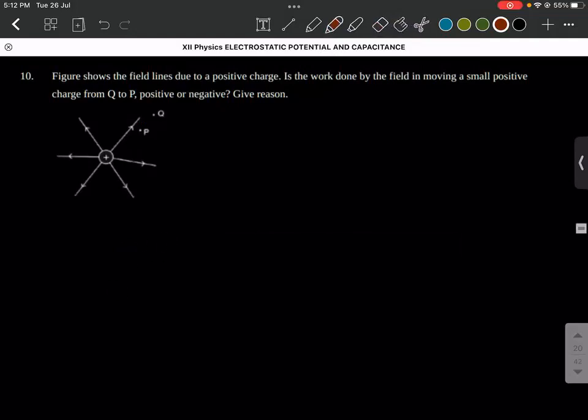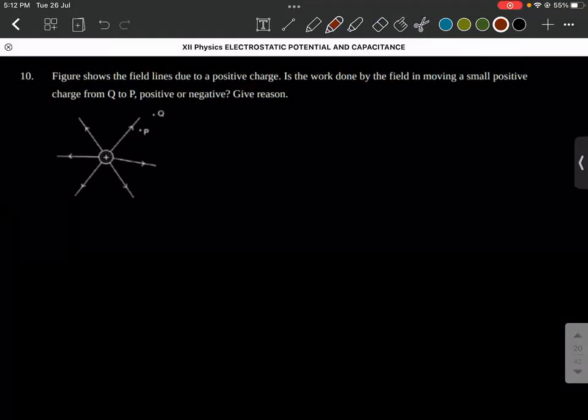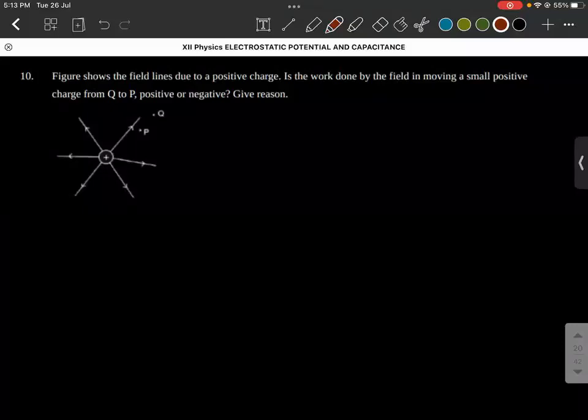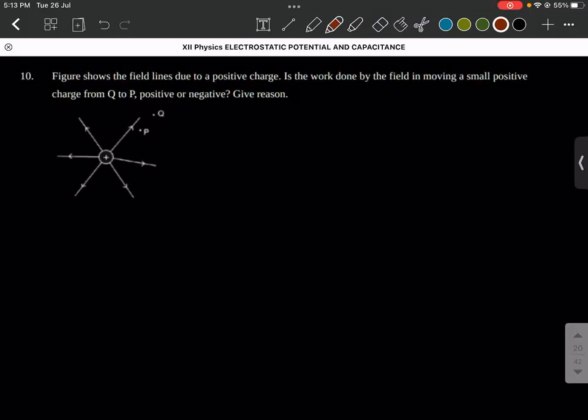You keep reading the question. Figure shows the field lines due to a positive charge. Is the work done by field in moving a small negative charge from Q to P positive or negative? Think about this. What are the concepts we need to apply? So what comes to your mind with this kind of a problem? How did you know that? And from Q to P means the charge is going towards P.